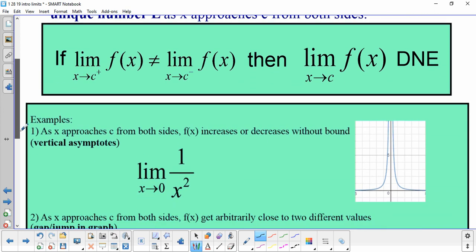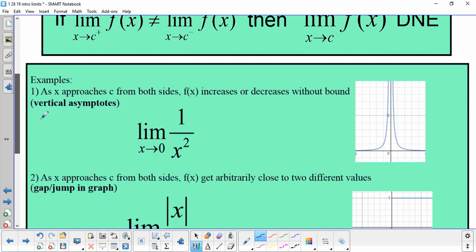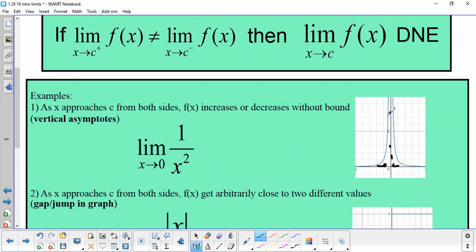Well, there's 3 instances. One is as x approaches c from both sides, for example, if you approach 0 here, you notice that you get a vertical asymptote. It increases or decreases without bound. So as we go here and here, from the right side and left side, we notice that our value does not approach a single value. It does go to infinity on both sides.